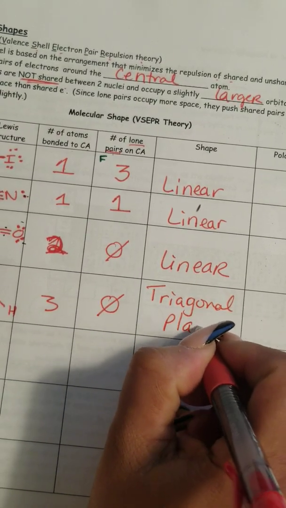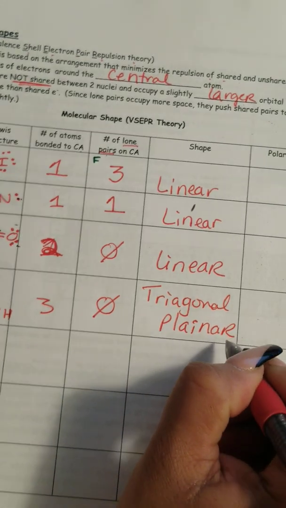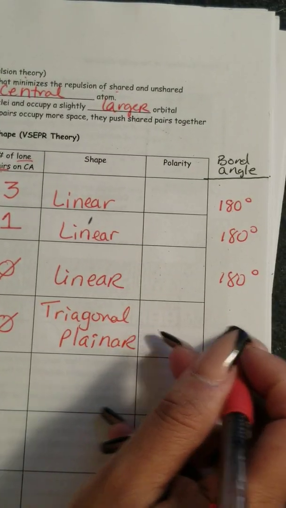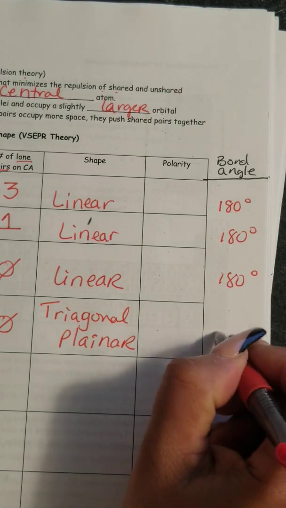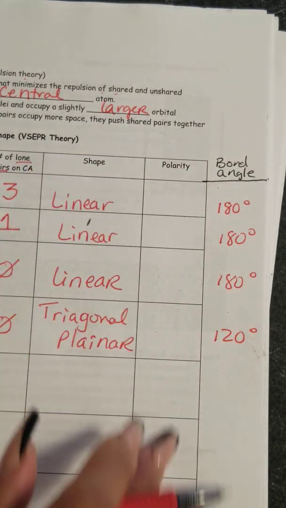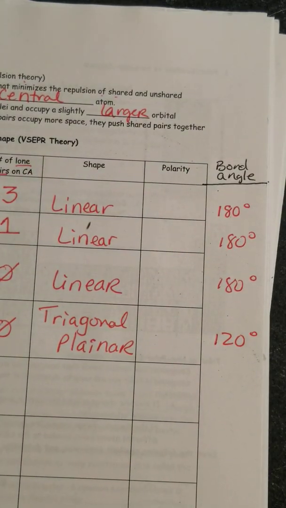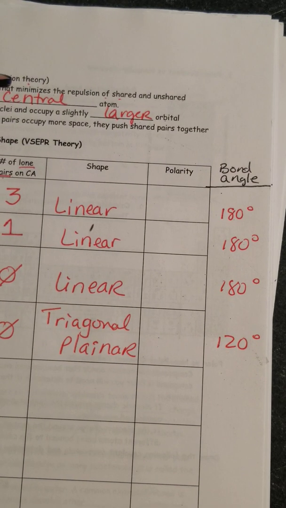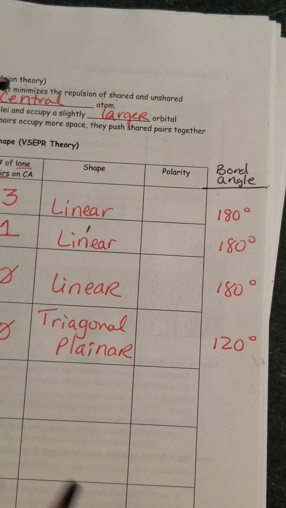planar. And again, we're going to talk about the polar, non-polar when we get to the next page. The bond angle is 120 degrees. And again, this will make a little bit more sense later on. I think there's a couple of videos that we can watch. That computer lab will help a little bit once you get a visualization.